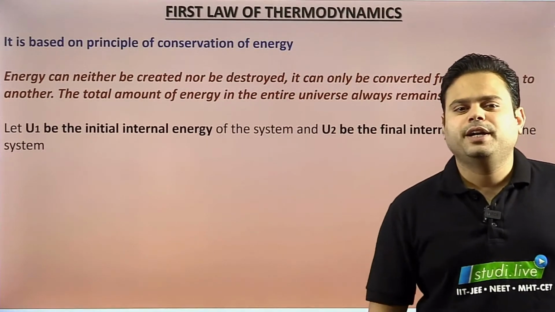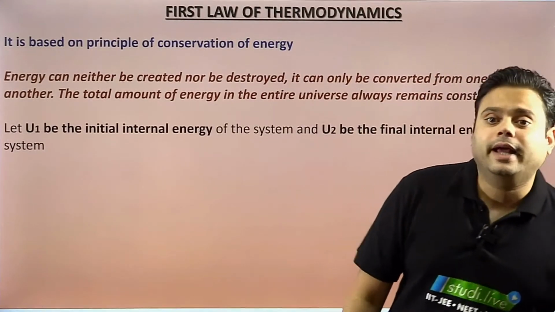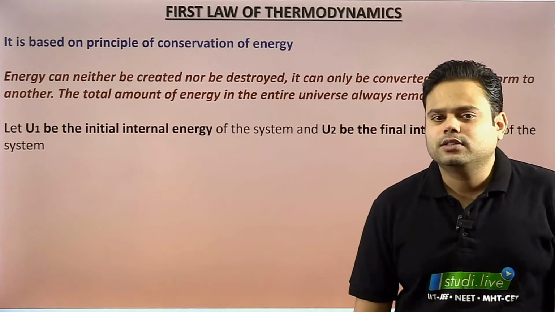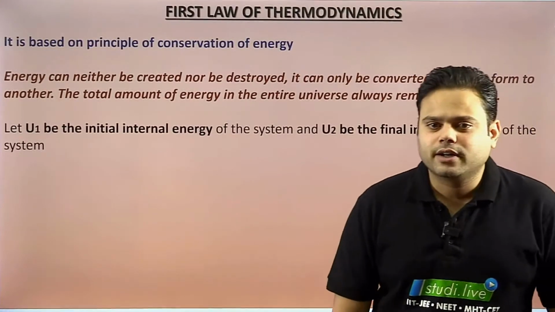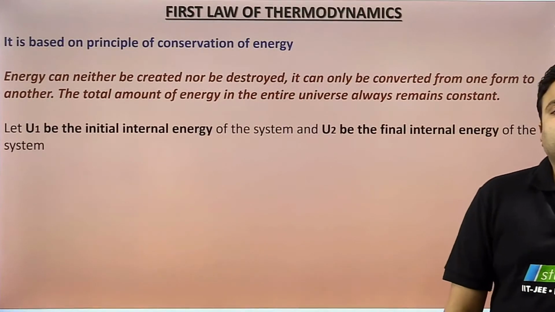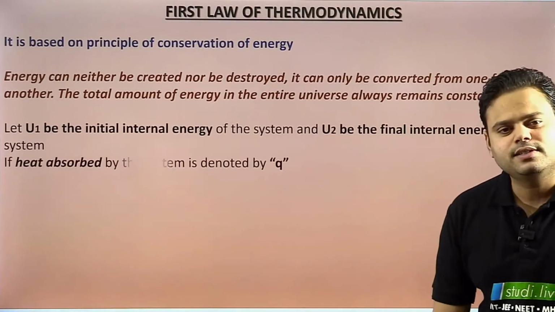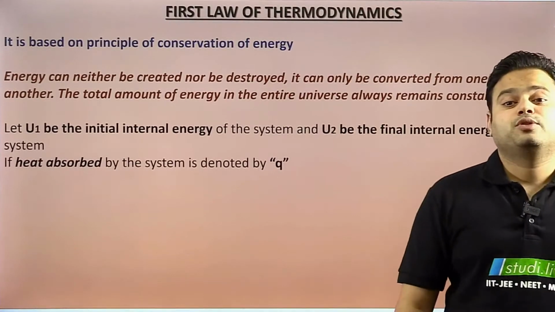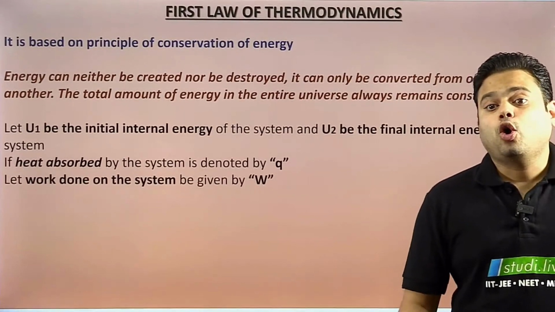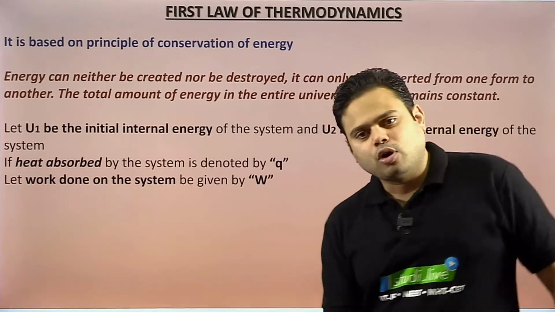We say that over here, let the initial internal energy of the system be denoted by U1. U is the symbolic representation for internal energy. So U1 is the initial internal energy and U2 is the final internal energy of the system. Now let us say the system absorbs heat, which is denoted by Q. The work done on the system is given by W. Work is performed on the system. Heat is absorbed by the system.